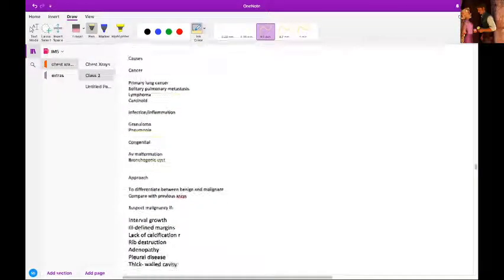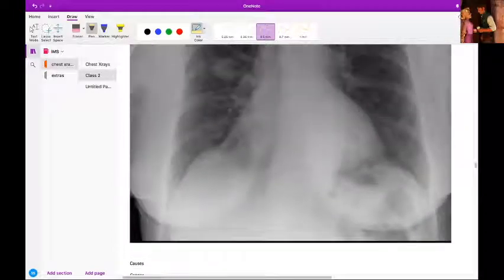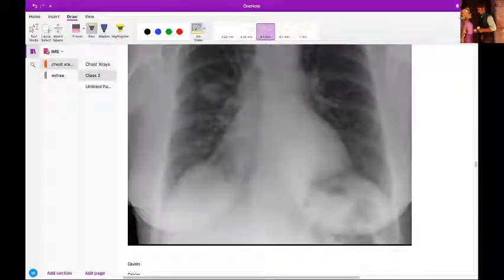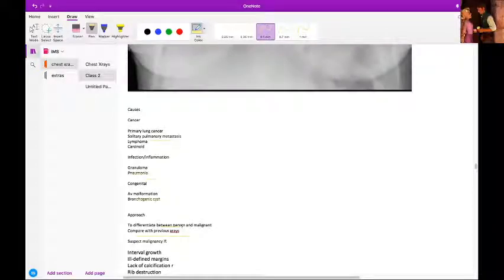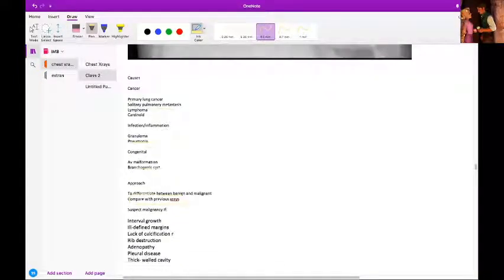Okay. So if you see a solitary pulmonary nodule on the chest X-ray, what are you supposed to do? Yes, mets are usually multiple, but they can also be single as well. So you ask if the patient has an old X-ray. You compare with any previous X-ray. So when do we suspect malignancy?